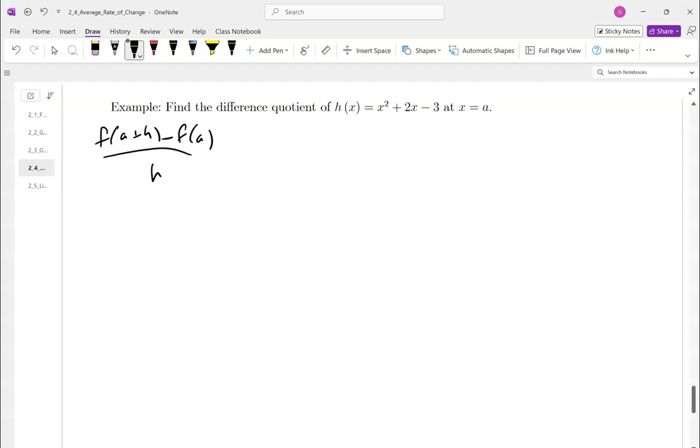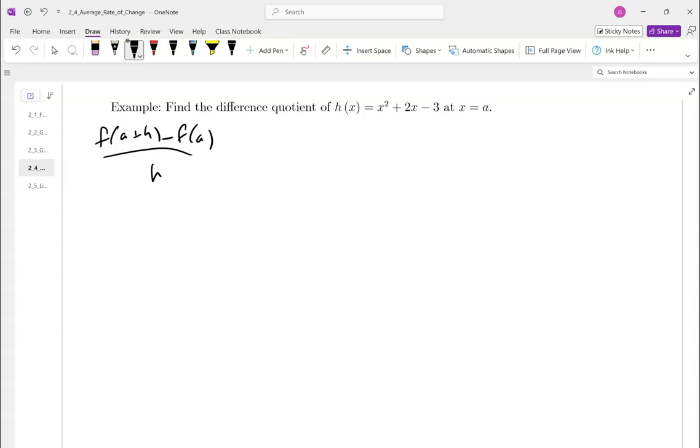Good. I do f of a plus h minus f of a all over h. This is one of those types of problems that you should never ask, how do I start? That's how you start. Every single one of them. So if you see a problem that says difference quotient, that's what you want to do. You should never ask the question, how do I start this problem? That's how you start this problem.